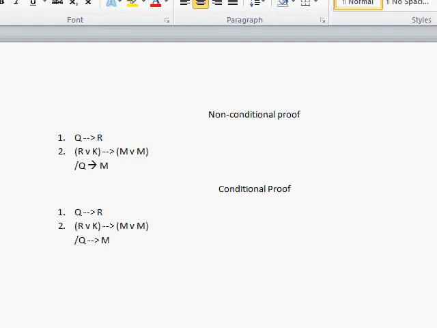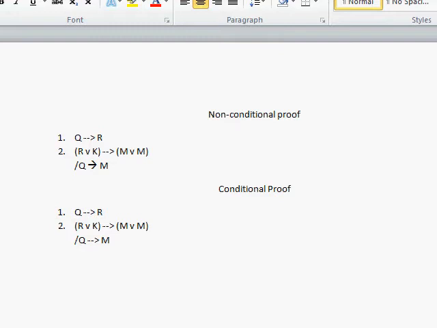Hi everyone. In this video we're going to be learning about conditional proofs. We're going to be comparing conditional proofs to just using the rules of inference that we've learned so far in natural deduction. Conditional proofs use every single rule that we use in natural deduction. In that way, they're no different. What they're different in is the way that they're able to prove problems.